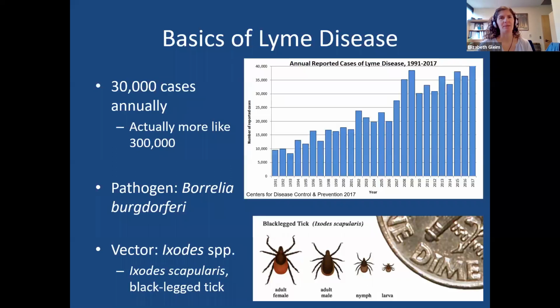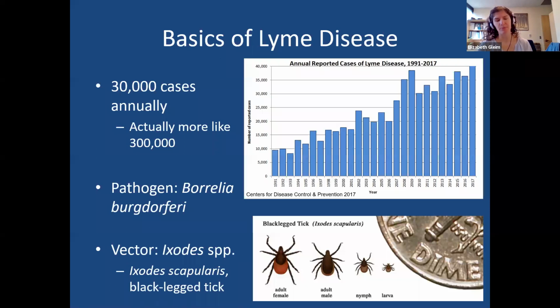So some basics on Lyme disease, and I'm sure many of you are familiar with. There's about 30,000 cases that are reported to the CDC on an annual basis, but it's estimated that there's likely closer to 300,000 cases occurring here in the US. And as you can see in the graph on the top right there, the case incidence has increased dramatically over the course of time. And the causative agent of Lyme disease is Borrelia burgdorferi, with the vector being actually a number of different Ixodes tick species.